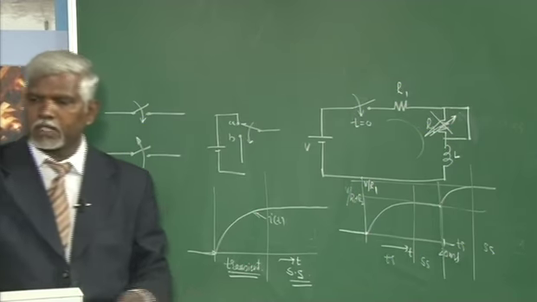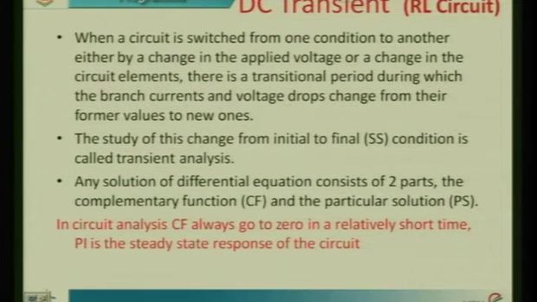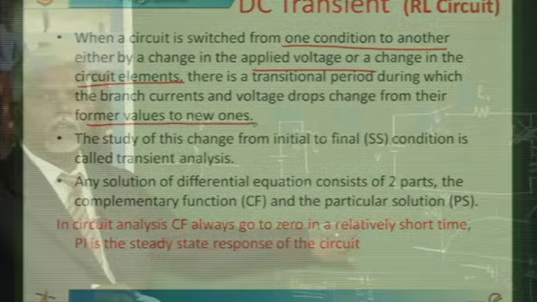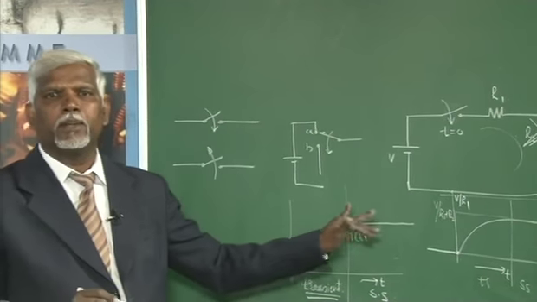So, that is what it says. When a circuit is switched from one condition to another, either by a change in the applied voltage or a change in the circuit elements, either way, there is a transitional period during which the branch current and voltage change from their former values to the new values. The current changes from its previous value to the new value. It takes time; it depends on the time constant.